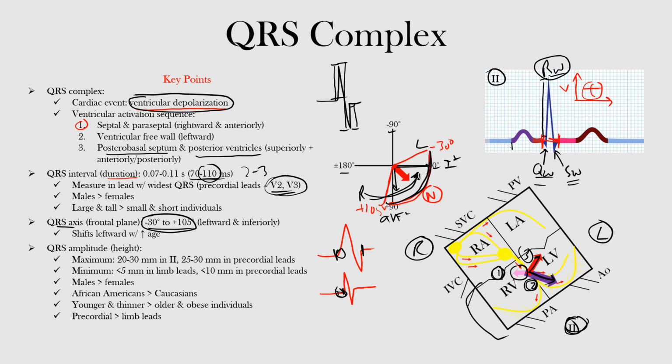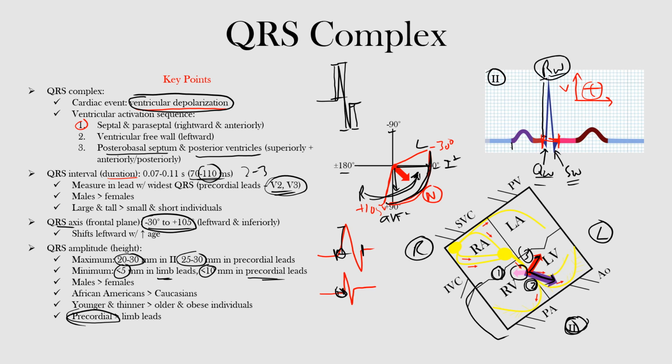The QRS amplitude, or the height, right, we talked about this height of these, it should be maximum in lead 2, between 20 and 30, and then 25 to 30 millimeters in the precordial leads. The minimum, less than 5, okay, in the limb leads, less than 10 in the precordial leads. Remember, the precordial leads tend to have greater amplitude. Then we said it's greater in males than females, African Americans compared to Caucasians, and then younger and thinner tend to have a greater QRS amplitude than older and obese individuals.